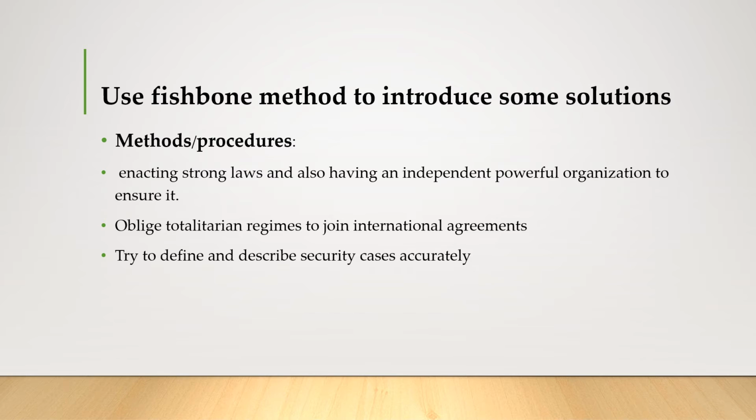In this diagram, in the methods and procedures section, we can mention some solutions such as: first, enacting strong laws and regulations, and also having an independent, powerful organization to ensure that the government obeys the rules. Second, oblige totalitarian regimes to join international agreements to control them. And the third, try to define and describe security cases accurately.